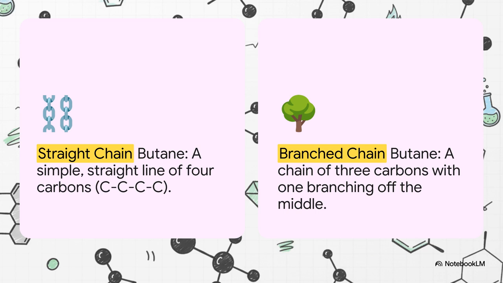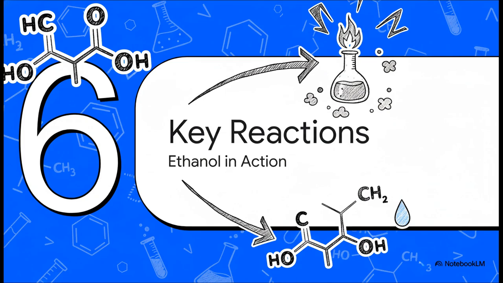They're isomers. Okay, deep breath, we've reached the part that I know freaks everyone out, the chemical reactions. But don't worry, we're going to cut right through the noise. Instead of trying to memorize a million different reactions, let's just focus on one key molecule, ethanol, and see 2 major transformations it can go through.